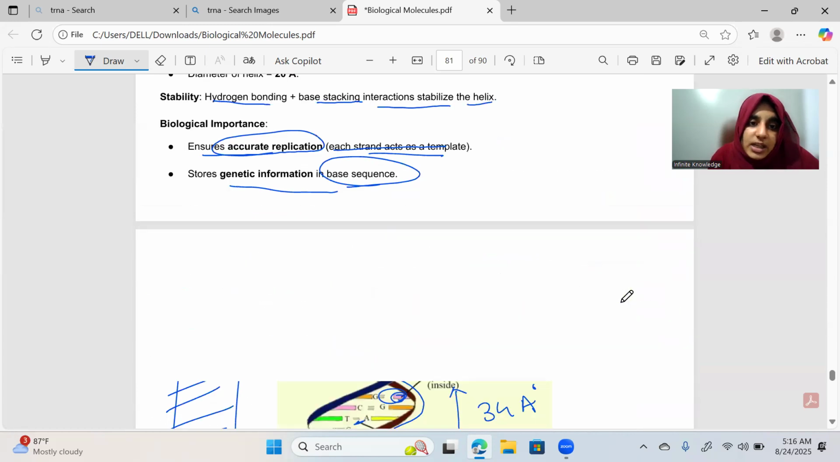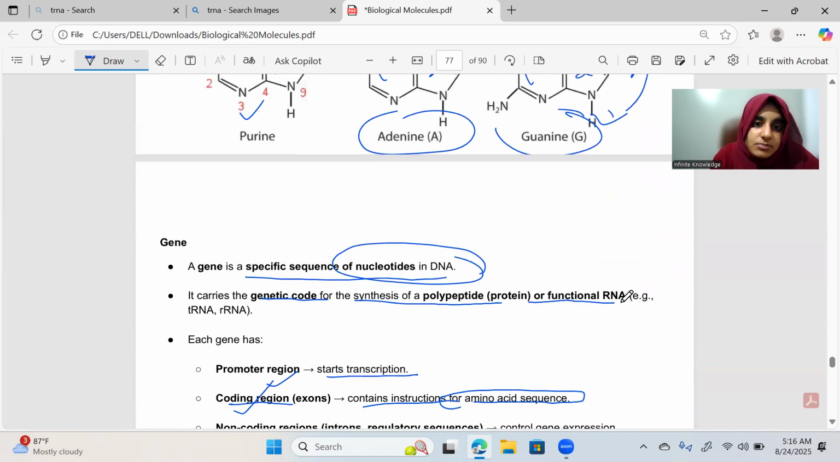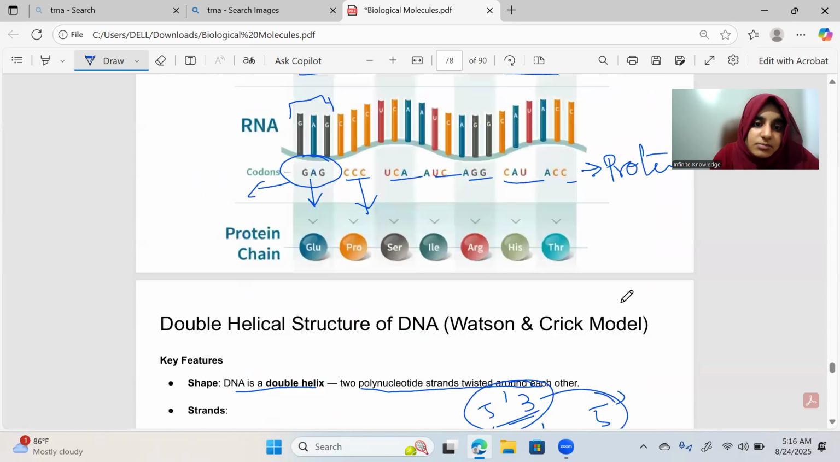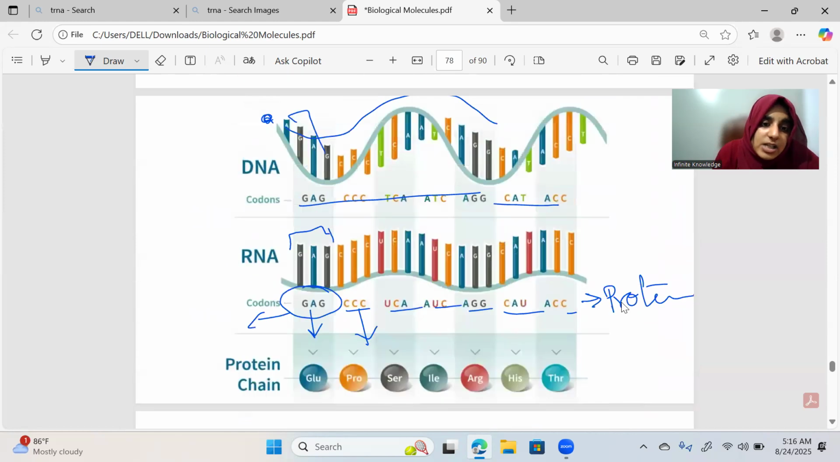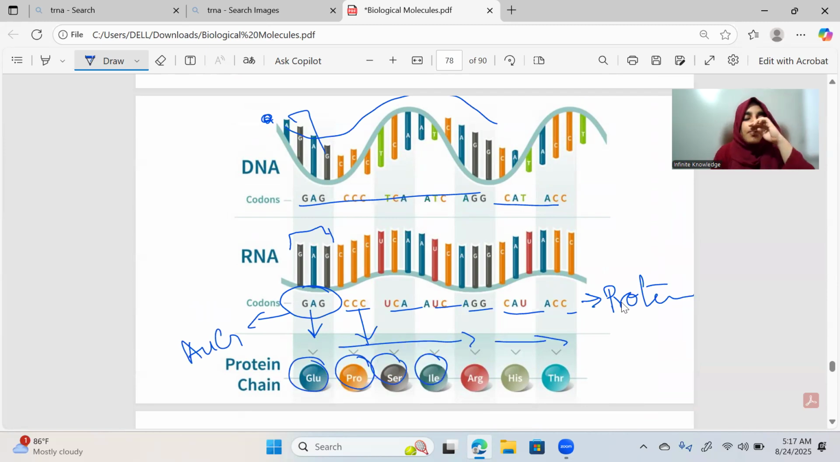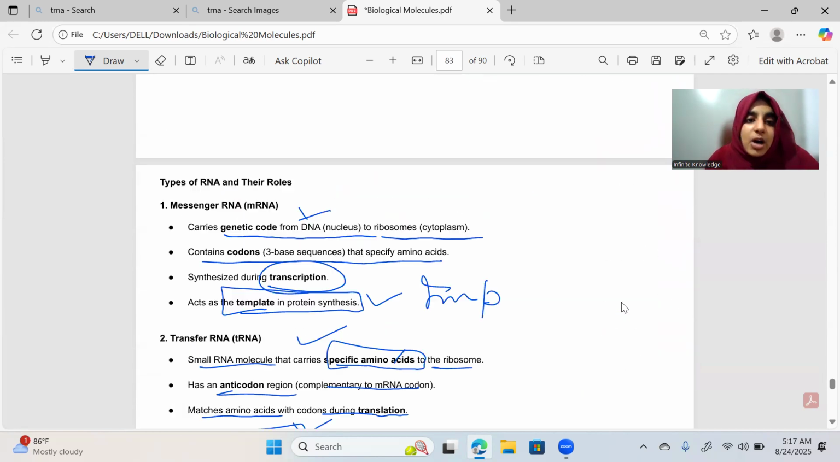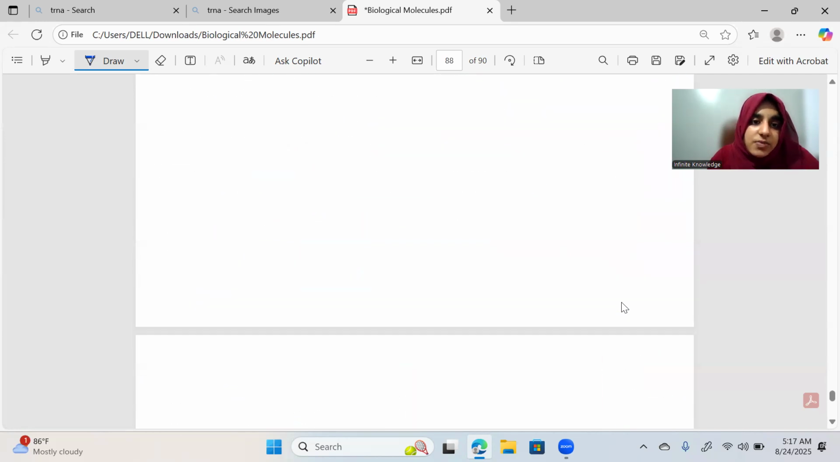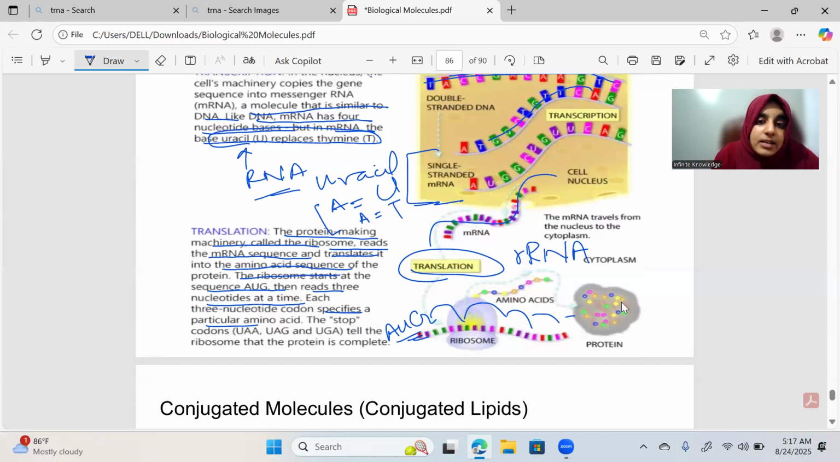As we saw over here, it starts with AUG, and after that it forms different amino acids which are combined in order to form proteins. So this is how the amino acid chain is formed, right? And it is formed with the help of ribosomal RNA.